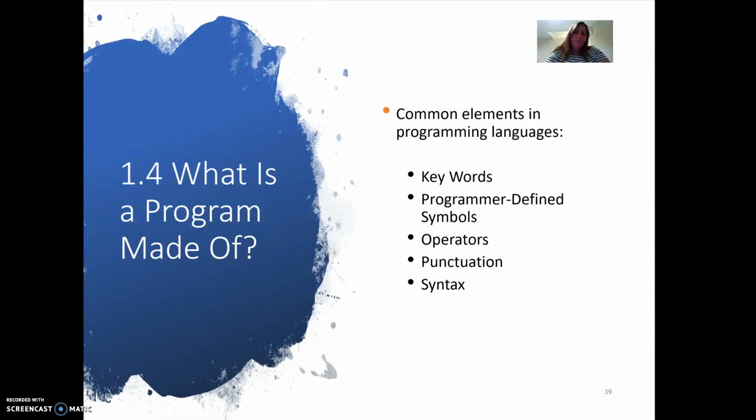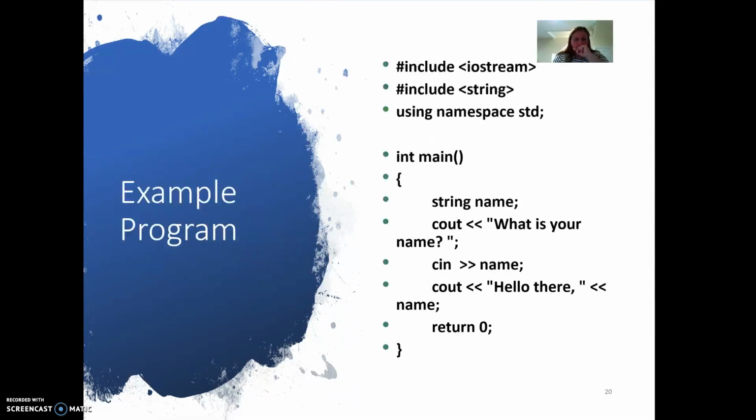So when you think about a program, you're probably thinking, okay, how do I write a program? What goes into the program? Just like any language, it has specific things that need to be included. So when you think about a programming language, there are keywords, the words that have specific meaning. You have some program-defined symbols, those are your variables. You have your operators: how do you do adding, subtracting, mathematical operations. You have some punctuation and some syntax, some rules that you have to follow.